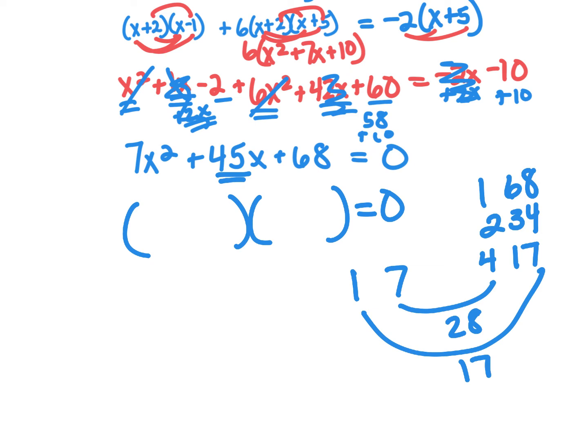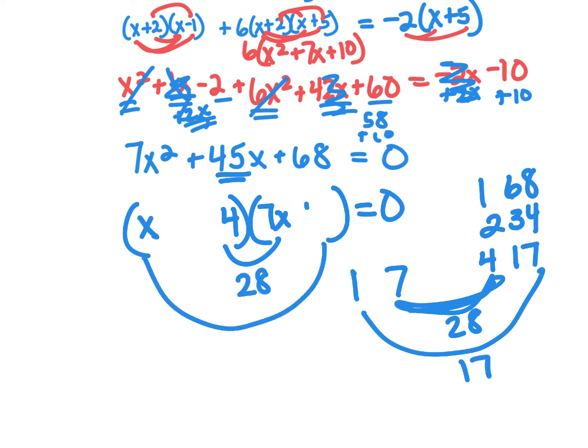Okay, so factoring, we could use x and 7x. We want to multiply the 7 by the 4 to get the 28x right there. And we want to multiply the 1 by the 17 to get the 17x. And everything is positive. Okay. This problem has a lot to it.